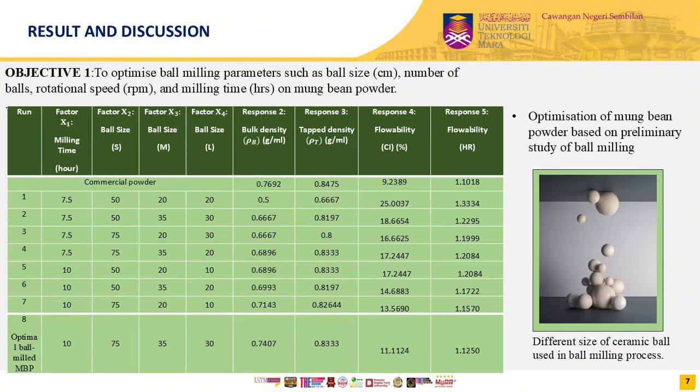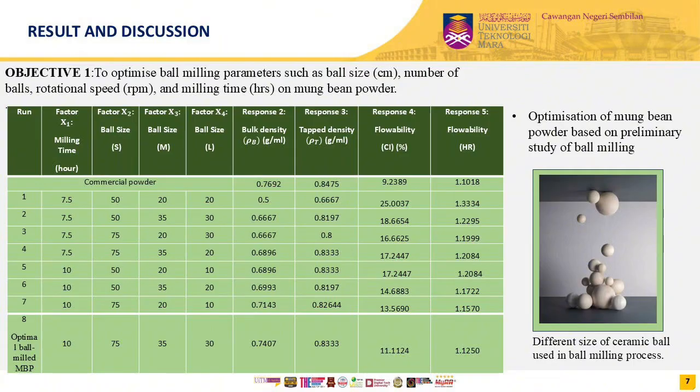Results and discussion. For objective 1, to optimize ball milling parameters such as ball size in cm and milling time in hours on mung bean powder. The table presents 8 experimental runs with different milling conditions. Each condition affects bulk density, tap density, and flowability of the mung bean powder. The result was compared against the commercial mung bean powder to determine the improvement in the physicochemical properties.